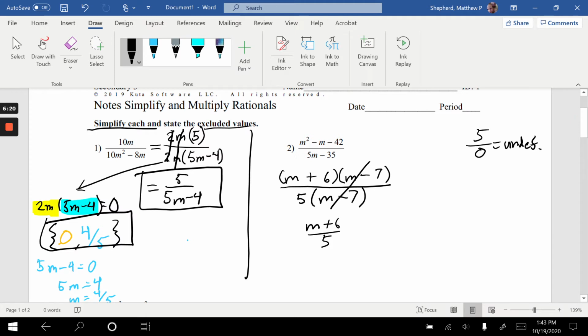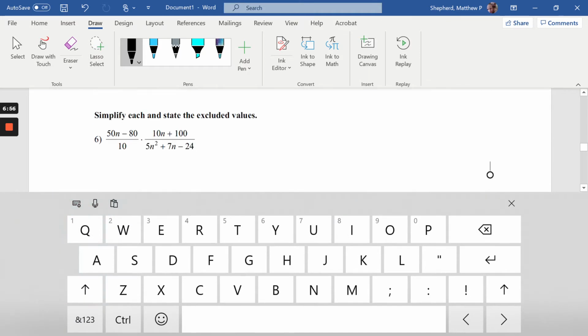Okay. Over here, let's look at what we had right there. We had that m minus 7. And we could say the 5 times m minus 7, but the 5 really isn't going to make anything 0. So let's just focus in on when m minus 7 equals 0. Add 7 to both sides. So whenever m is a 7. So for our excluded value, it would be 7. So there's the simplified form and the excluded value.